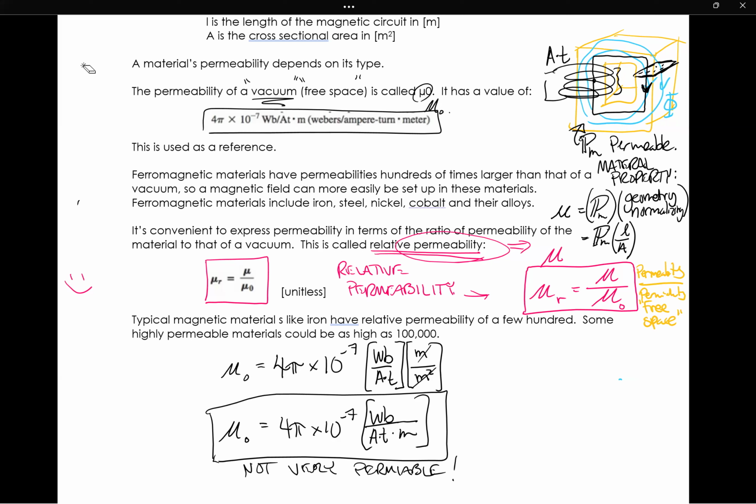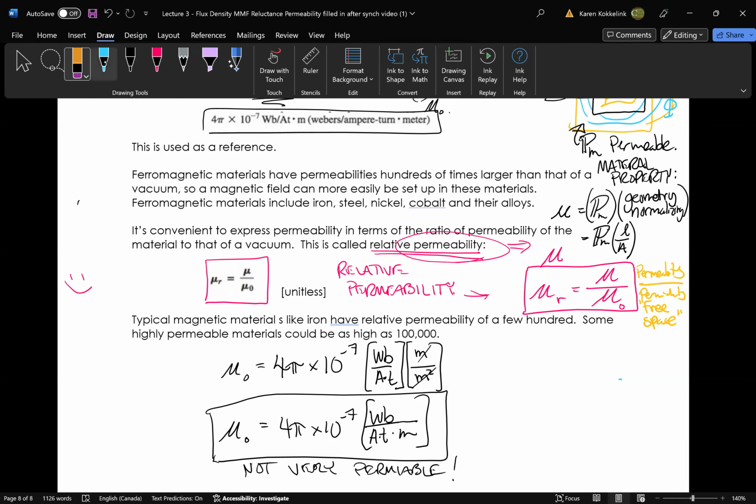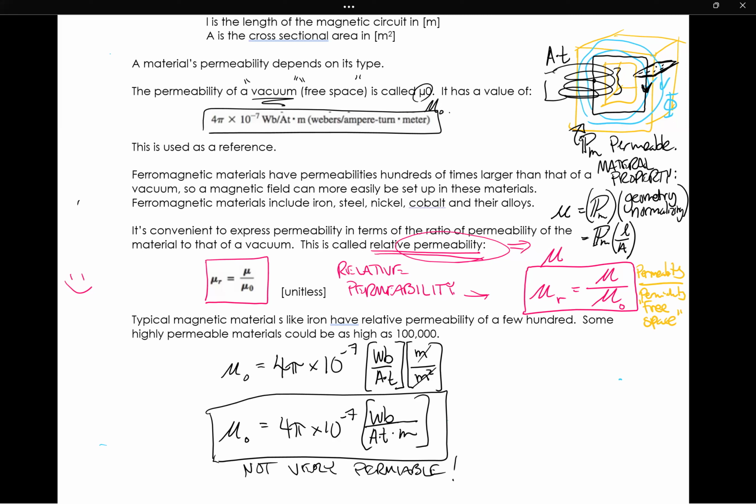So we like to compare things. We like to compare our materials to things that are not very permeable. We like to be precise, and we like to compare the permeability of our material to exactly a permeability that we know to be pretty much nothing. And that is mu naught, which is the permeability of free space.